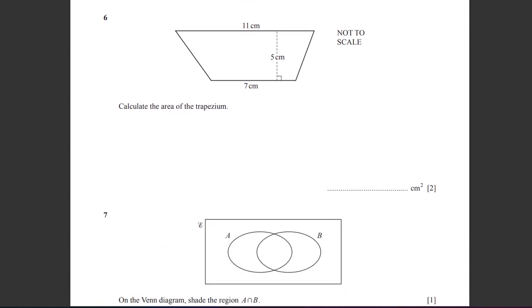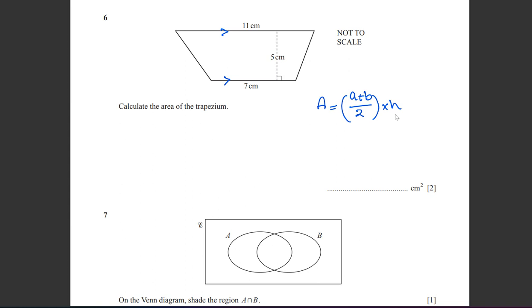Calculate the area of the trapezium. What is the rule of the area of a trapezium? I have here two parallel sides. The rule is area equals the sum of the two parallel sides divided by 2, all of this multiplied by the height.